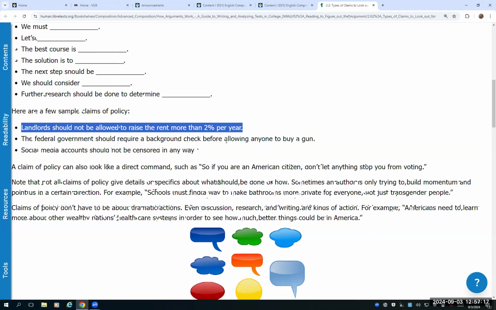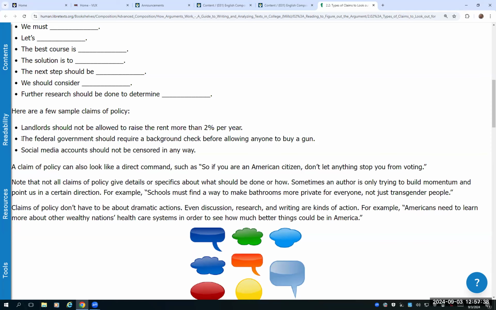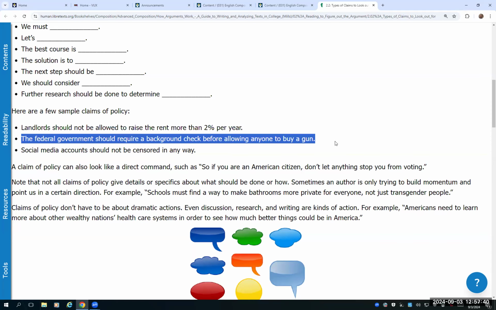So it's a claim of policy because it wants us to act on it. It's saying they should not be allowed. And that being allowed is our action, whether or not they should be permitted to raise that rent more than 2% a year. This is another claim of policy: the federal government should require a background check before allowing anyone to buy a gun.